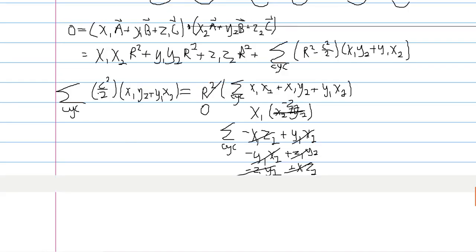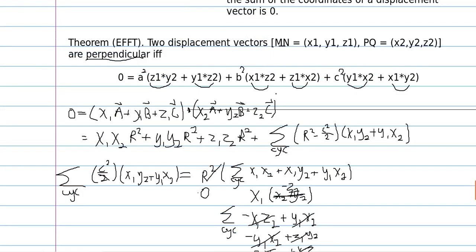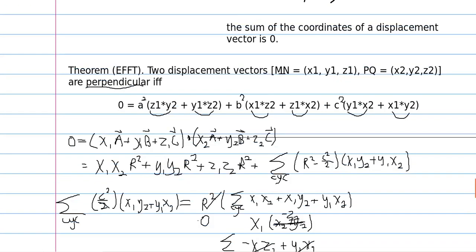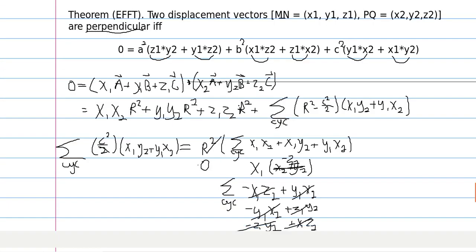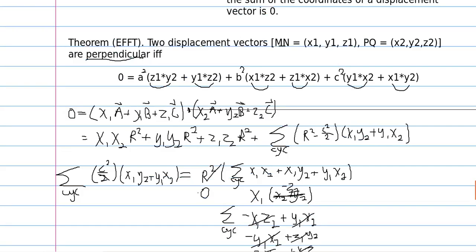And then we can multiply both sides by 2, because 0 times 2 is 0, and we get the desired result. So I think that's going to be it for this video. In the next video, we'll go over some of the properties that follow from this EFFT theorem.